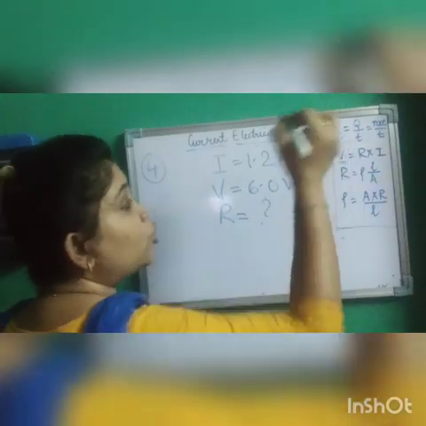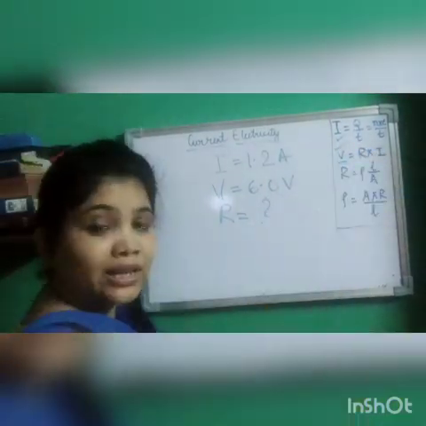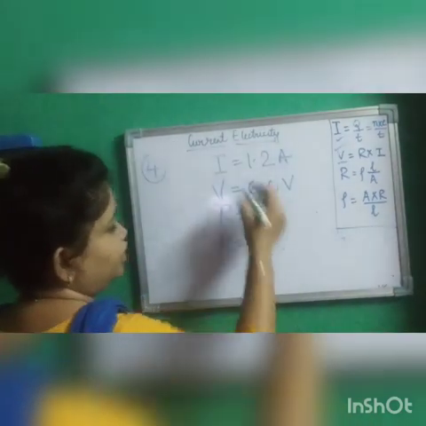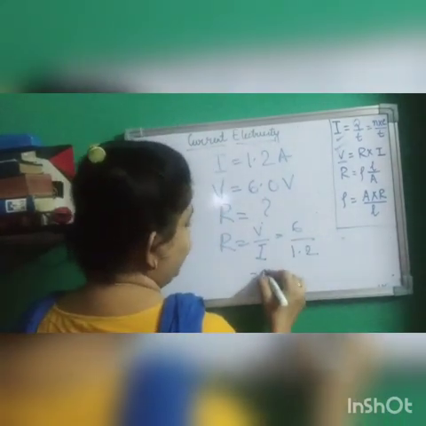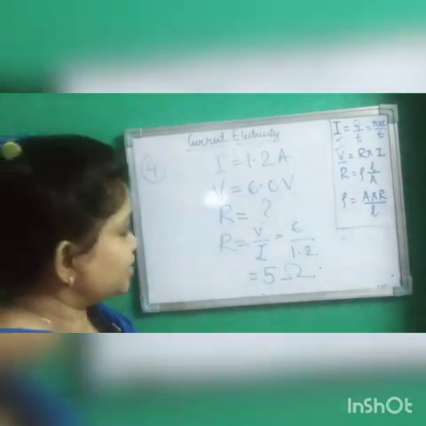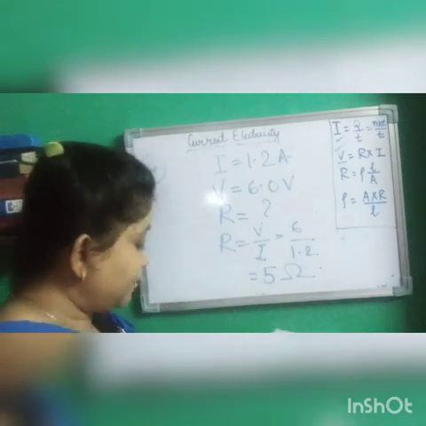We'll use Ohm's law because we know V and we know I. V is equal to R into I, so R will be equal to V by I. What is the value of V? 6. What is the value of I? 1.2. So how much will you get? You get 5 ohms. So the resistance of the bulb is 5 ohms. Very easy sum. So number 4 we have done.